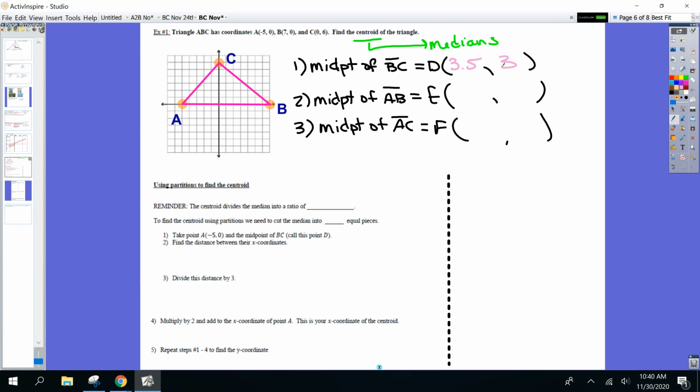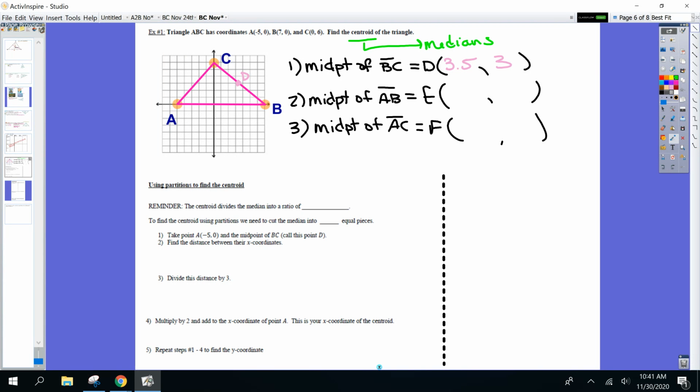Let's go over and graph it now. Do your best. Oh, 3.5, yeah. All right, 3.5 over, up 3. 1, 2, 3.5, up 3. Call that point D. If you have a straight edge, fine. If not, do your best impression of a straight edge and graph median AD, please. Draw in median AD. Medians go to midpoints.